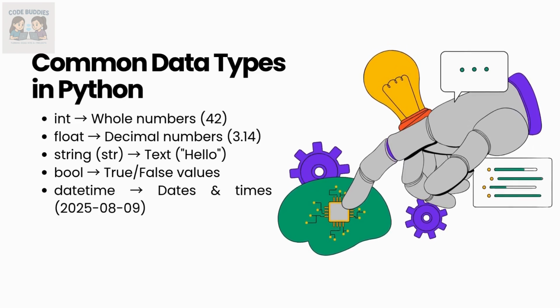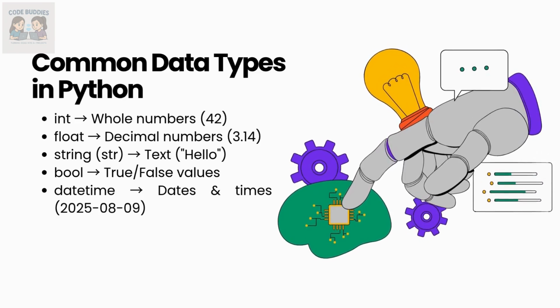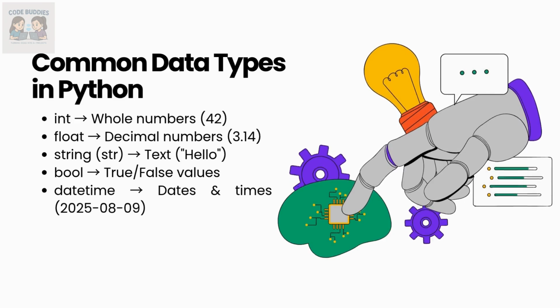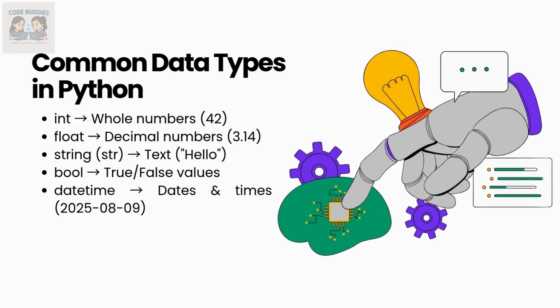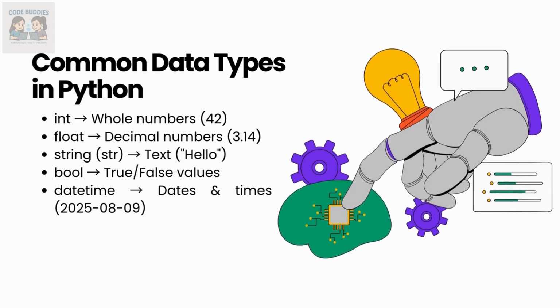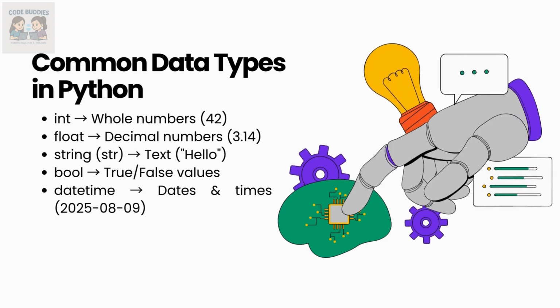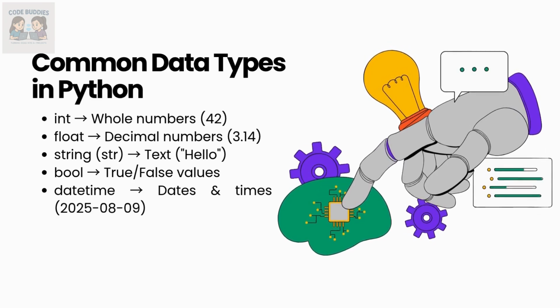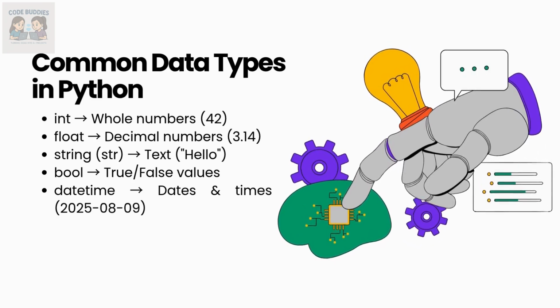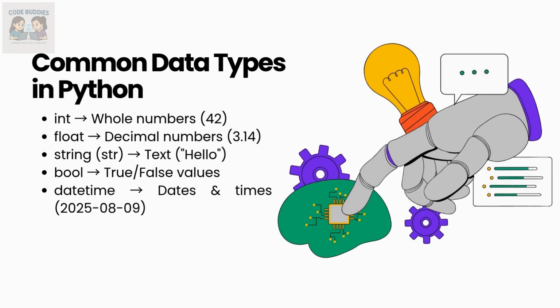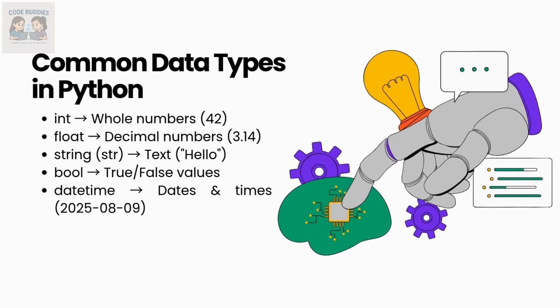Bool, which is short for Boolean, true or false. For example, is payment completed? True. Datetime, dates and times. Like a flight departure time or today's date. Knowing these is like knowing the difference between bread, rice, and pasta. All are food, but they're not interchangeable.